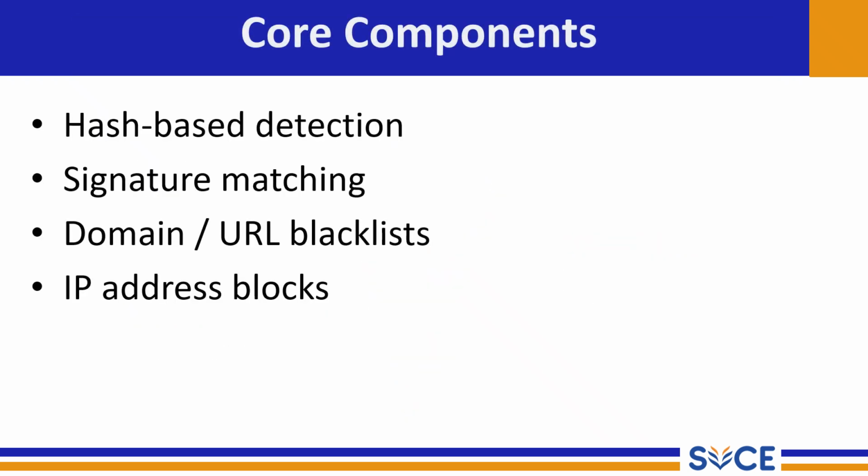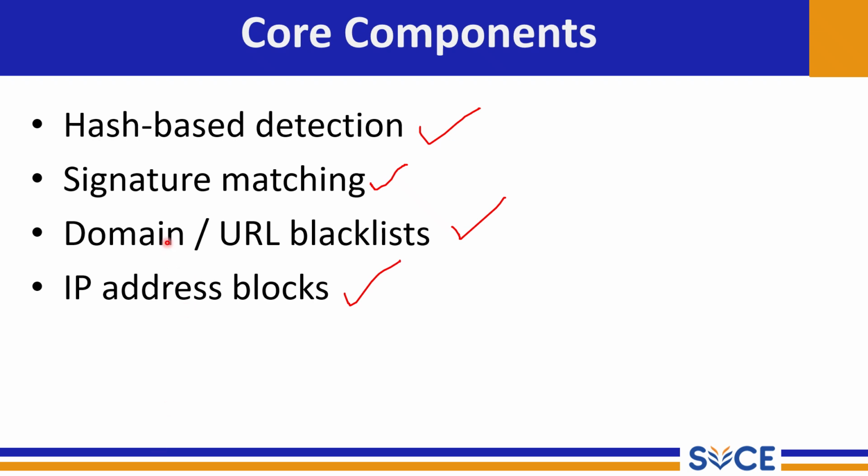And next we will discuss the core components of deadlisting. The first is hash-based detection. Second is signature matching. Third is domain or URL blacklist. And the last one is IP address block.